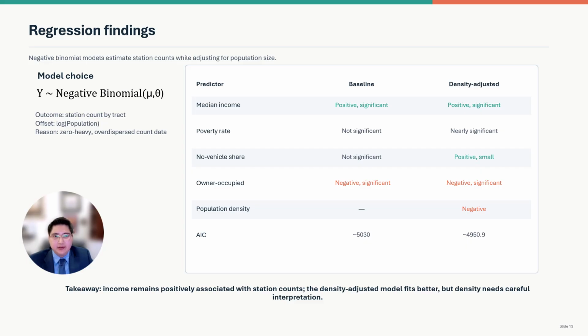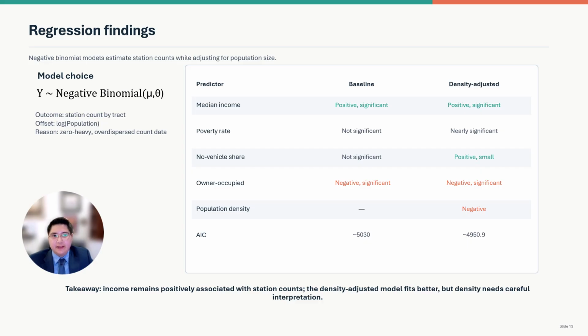In the baseline, median income is positive and statistically significant. That means higher income tracts are associated with higher expected station counts, holding the other variables and population constant. Owner occupancy is negative and significant, which may suggest that station placement is less concentrated in more owner-occupied residential areas. Poverty is not significant in the baseline model, and no vehicle share is also significant there.